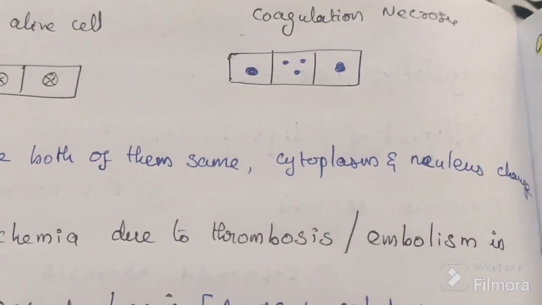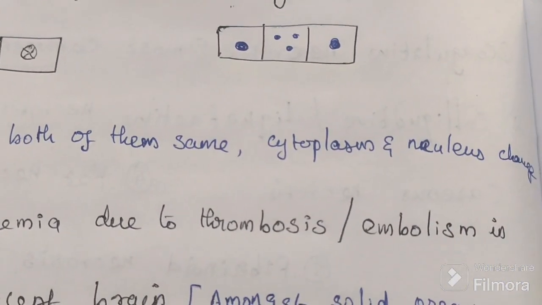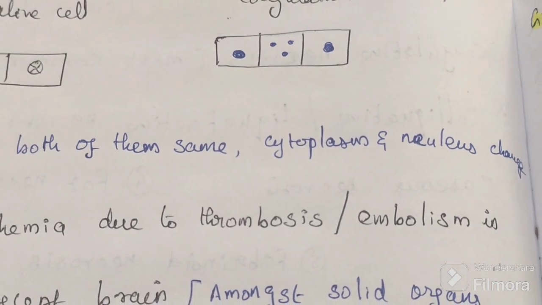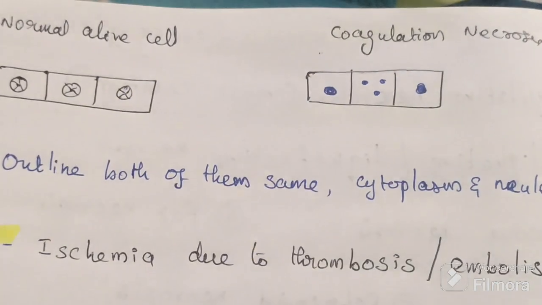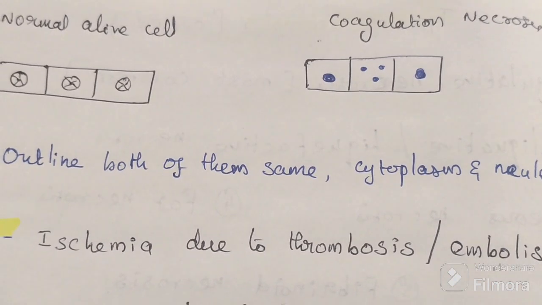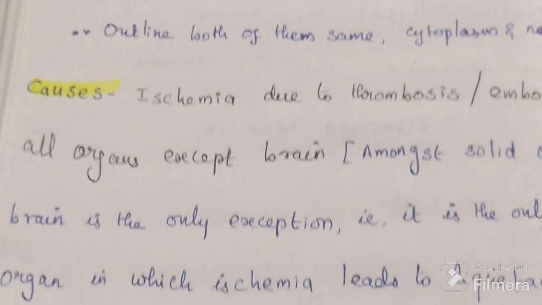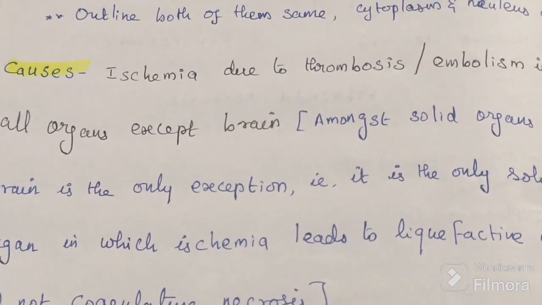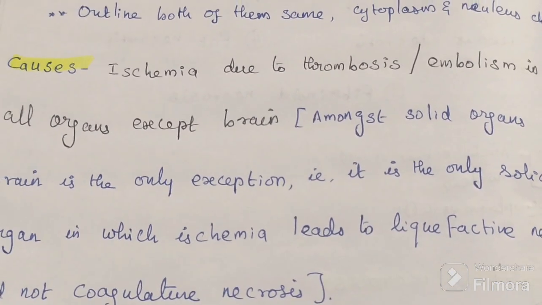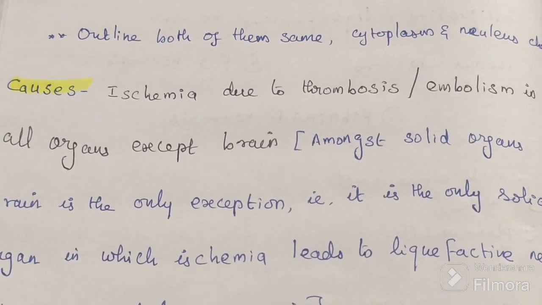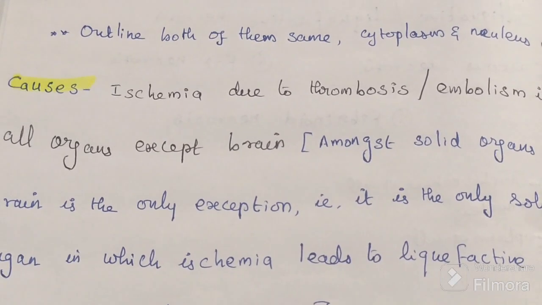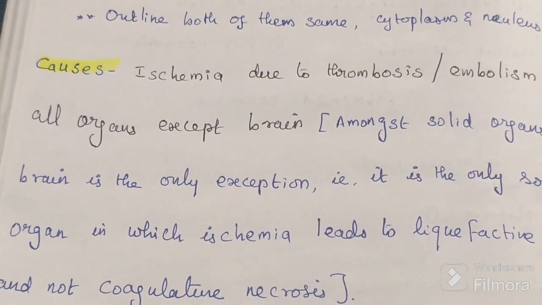This one is the normal cell, this one is coagulative necrosis. The outline of both is the same, but the cytoplasm and nucleus change. Next, what are the causes? Causes of coagulative necrosis: ischemia of all organs except brain.